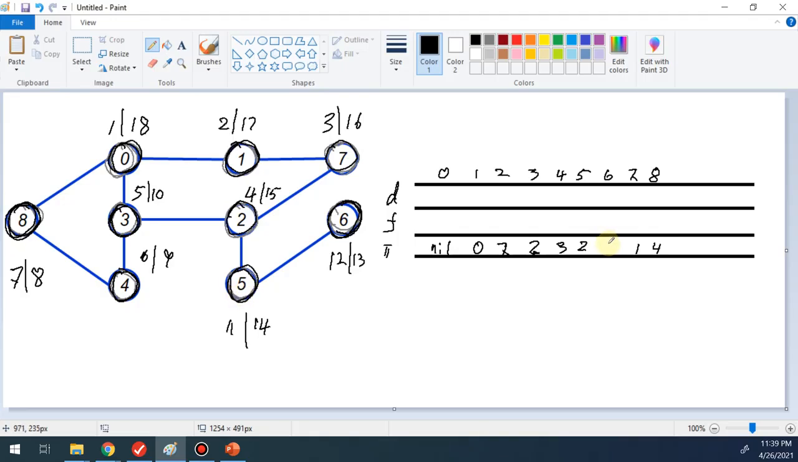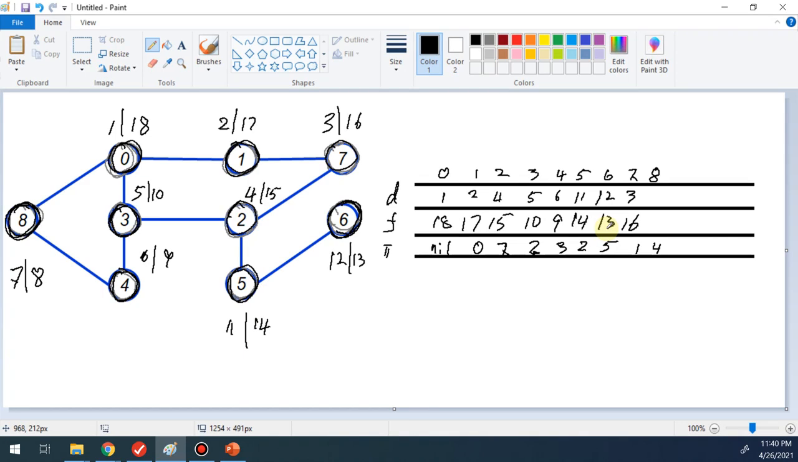5. Okay, so for those numbers separated by a colon, they are the discovery time and the finish time. So for the 0, it should be 1 and 18. For the 1, it is 2 and 17. For the 7, that is 3 and 16. For the 2, that is 4 and 15. For the 3, that is 5 and 10. For the 4, that is 6 and 9. And for the 5, 11 and 14. And for the 6, 12 and 13.